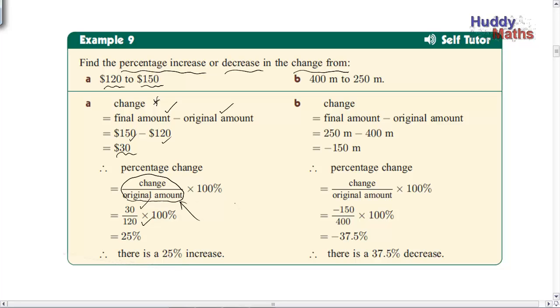So we have a fraction which we say is 30 out of 120, and we're going to change it to a number out of 100 by multiplying by 100. So that's going to give us a percent. So there's a 25% increase.